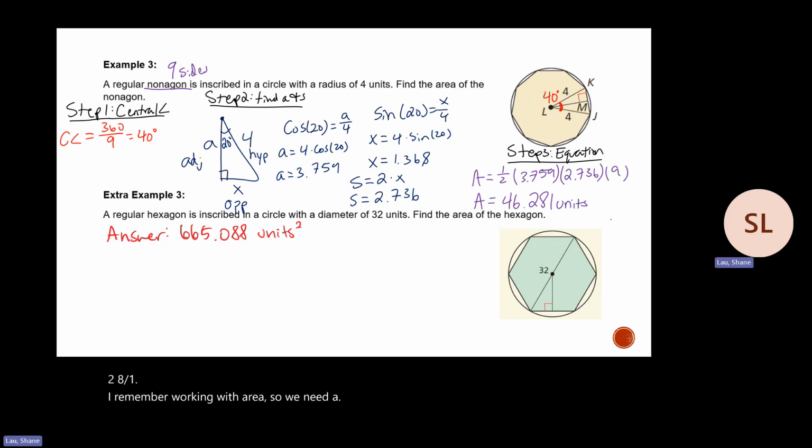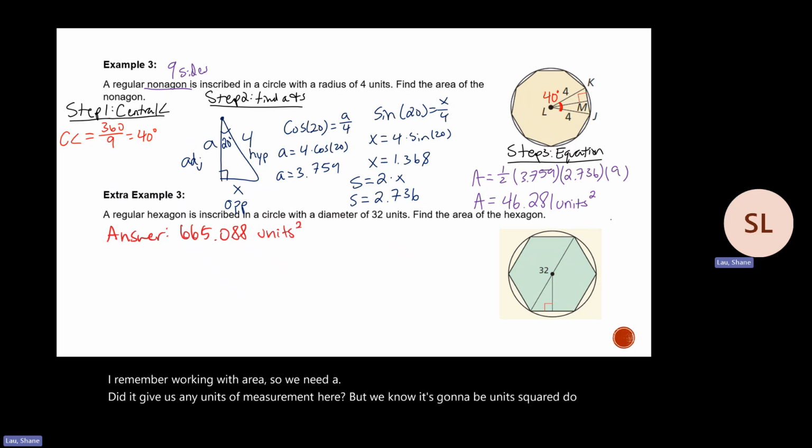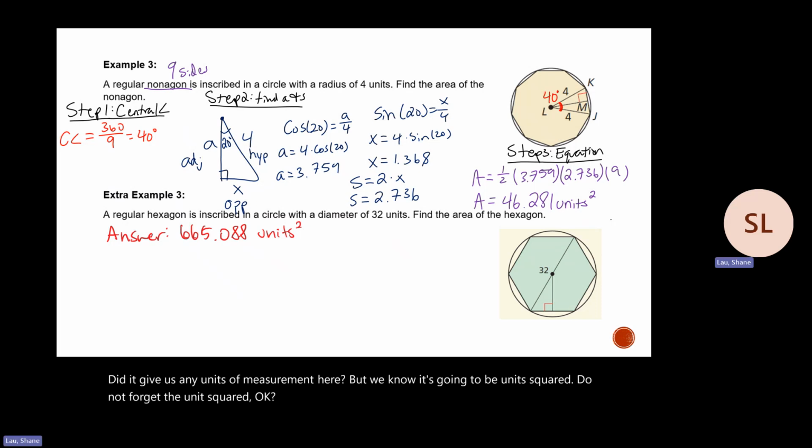Remember, we're working with area, so we need a particular set of units. It didn't give us any units of measurement here, but we know it's going to be units squared. Do not forget the units squared. Okay, that is very, very important.